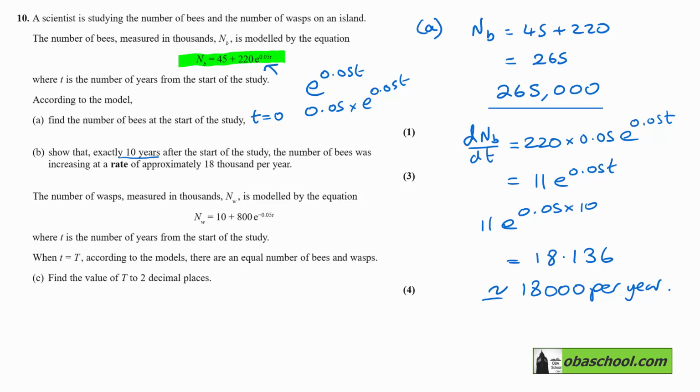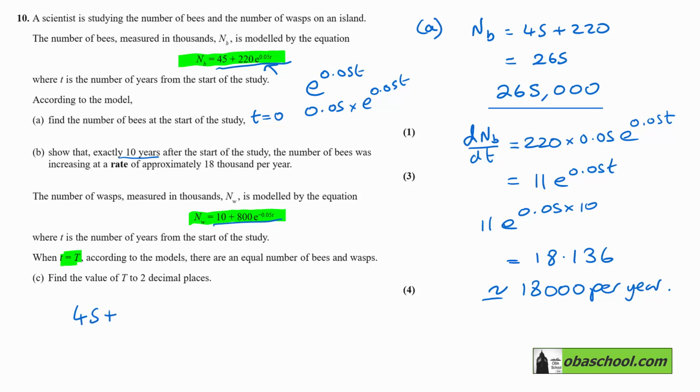The number of wasps measured in thousands, NW, is modelled by the equation NW is 10 plus 800 e to the negative 0.05t, where t is the number of years from the start of the study. When t equals big T, according to the models, there are an equal number of bees and wasps. We want to find the value correct to 2 decimal places. We should start by putting the two right-hand sides equal to each other.